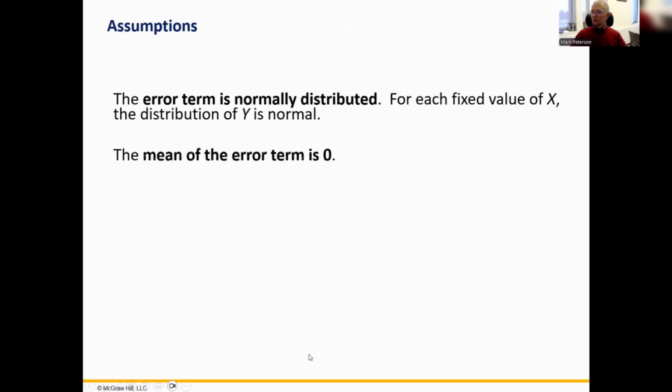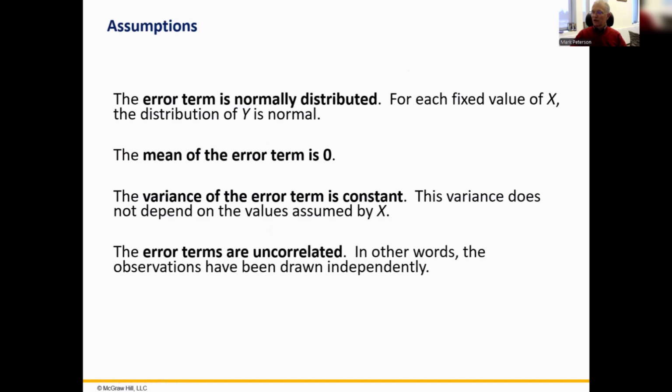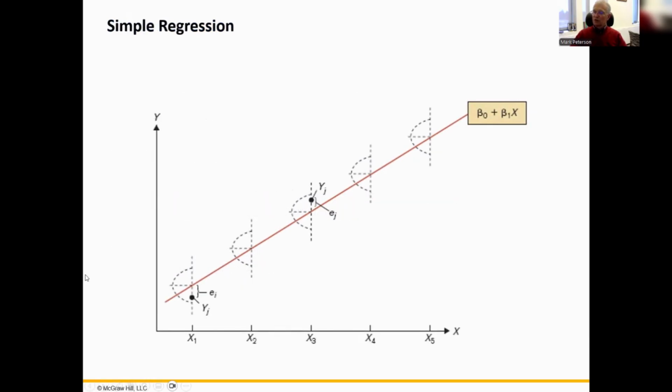Okay, so the error terms are to be normally distributed, with a mean of zero, so equally above and below that regression line. And the variance across the range of the x value for the error term is constant. And that these error terms are uncorrelated means that one person enters the data set, one person gets a vote, or their observations are not counted more than once.